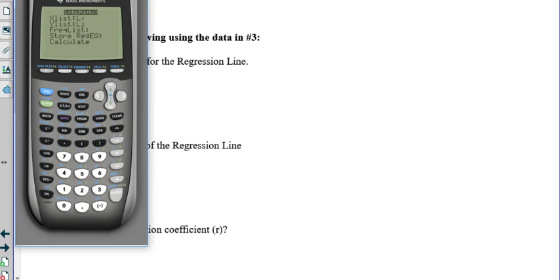Make sure we have L1, L2, alpha Y equals, alpha trace, pick Y1, enter, enter. Mine doesn't have the R and R squared. I was telling you what it is. This resets, so I have to reset it every time. That gives us the information we need.